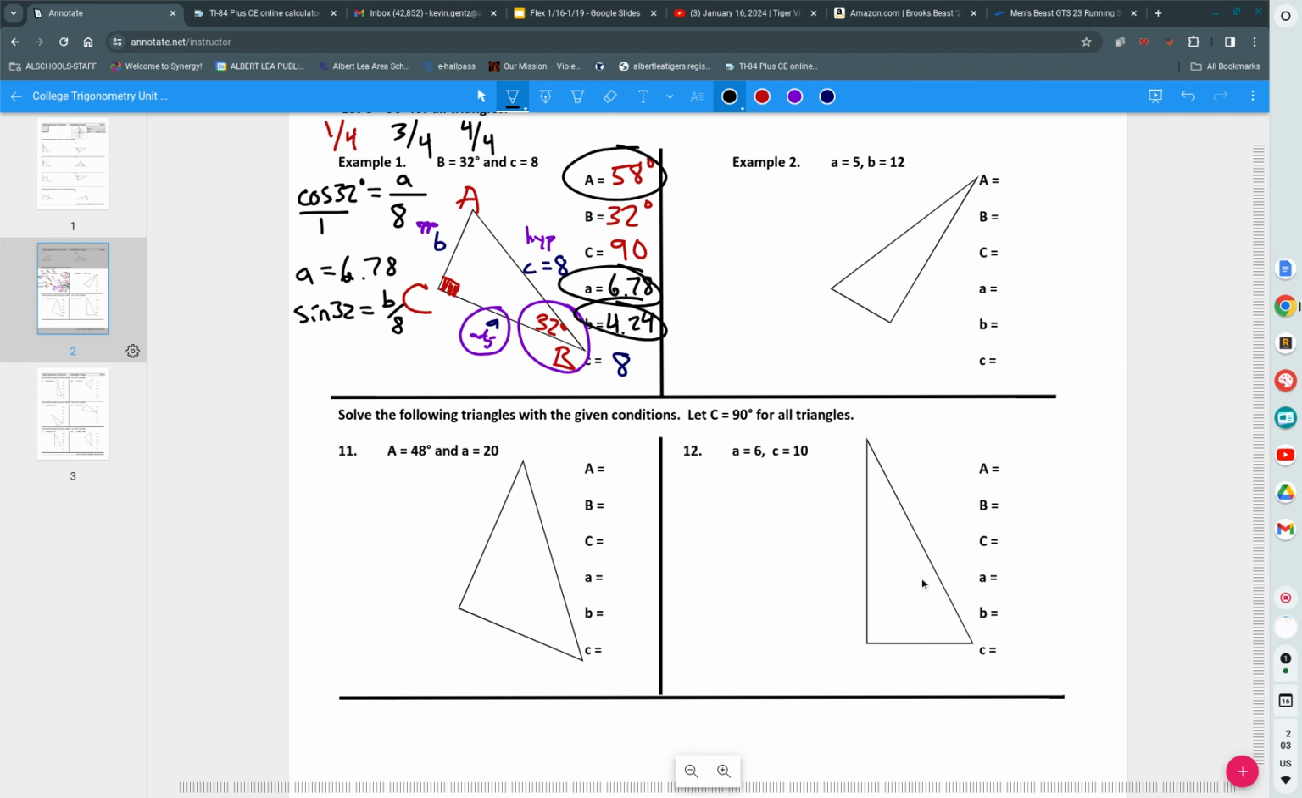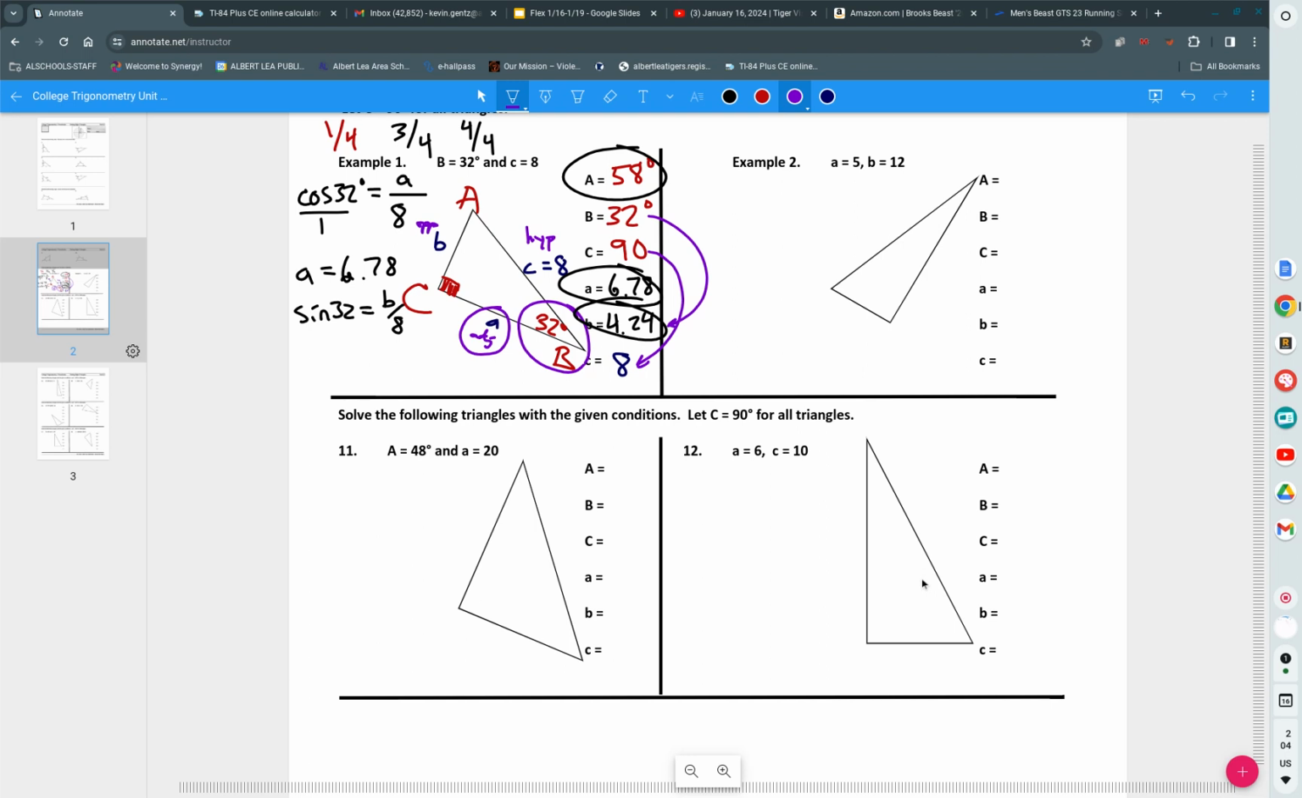Now, I want to check the reasonableness of my solution. When I say the reasonableness of my solution, what I mean is that the largest angle should correspond with the largest side, and the smallest angle should correspond with the smallest side. You see that? Biggest angle across from the biggest side, smallest angle across from the smallest side. If that doesn't work out, something's wrong on your triangle, okay?